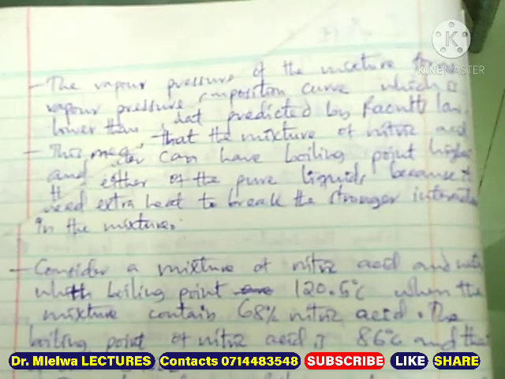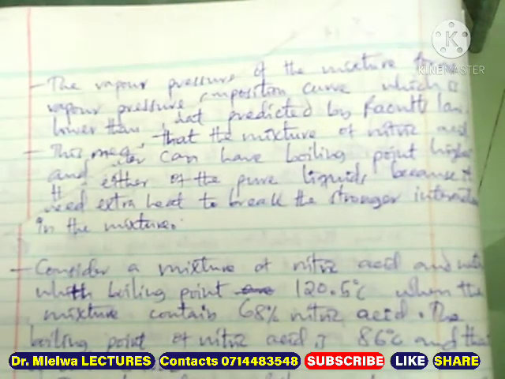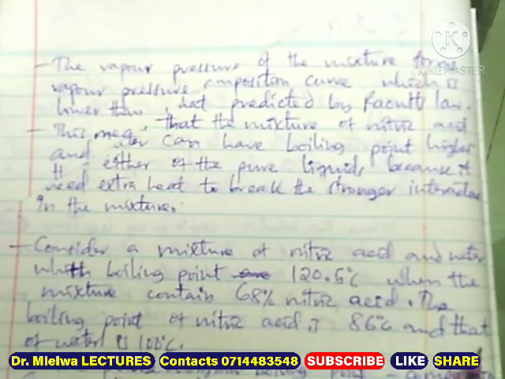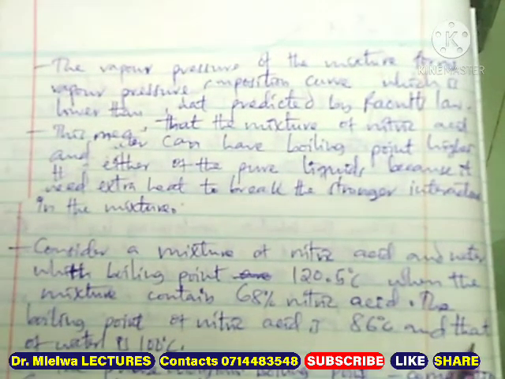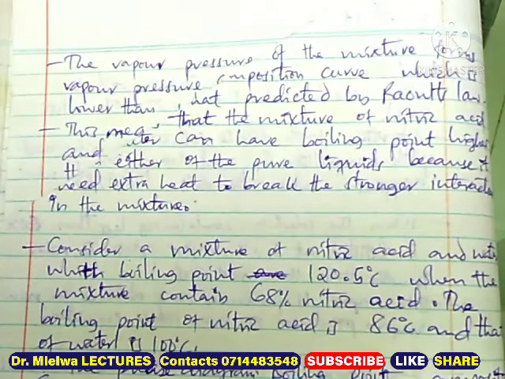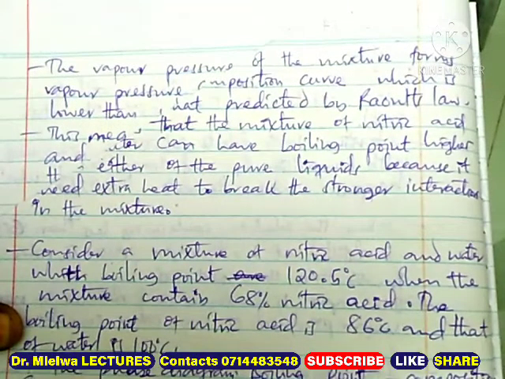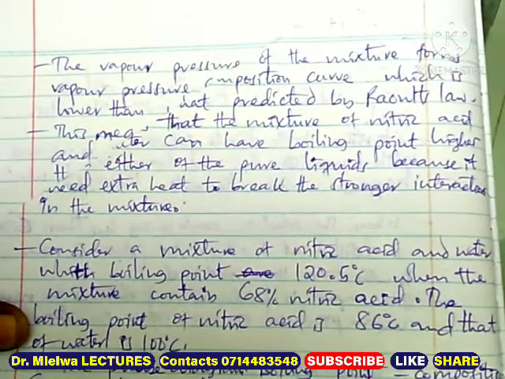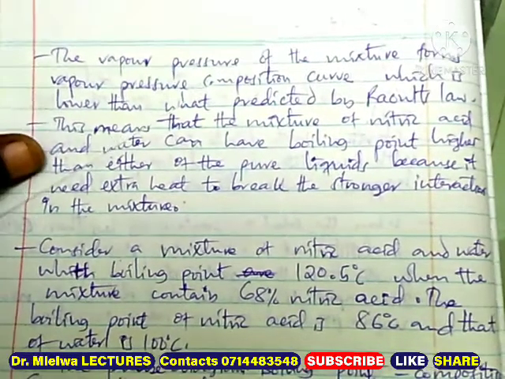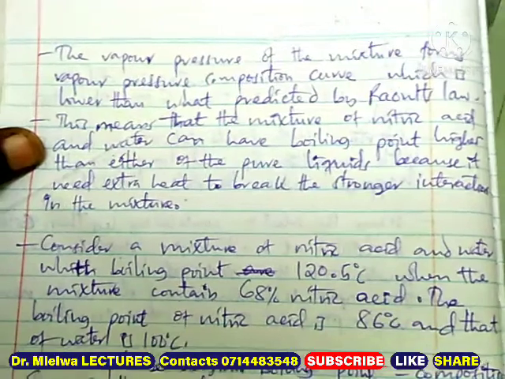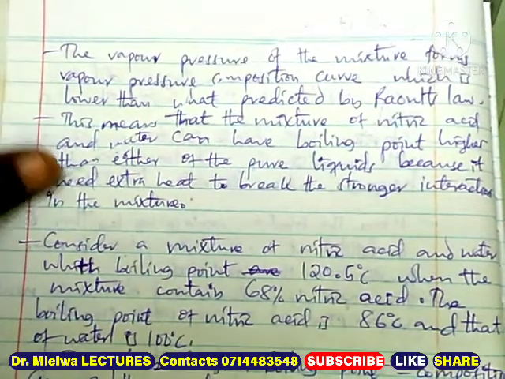Kwa hiyo tulisha discuss kwenye vipindi vilivyopita kuhusu vapor pressure composition curve. Tulisha discuss vapor pressure composition curve ya non-ideal solution na tulishaona inakuaje. Tulisema kwamba ile vapor pressure inakuwa ndogo, na ndio maana itakuwa negative deviation.